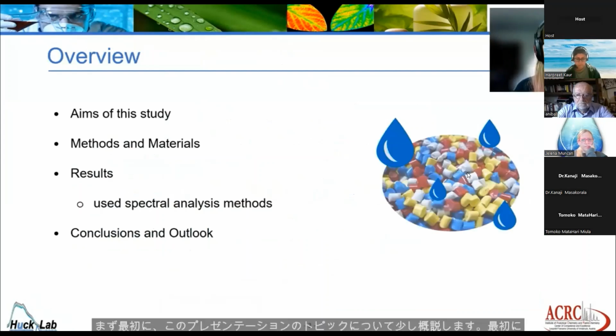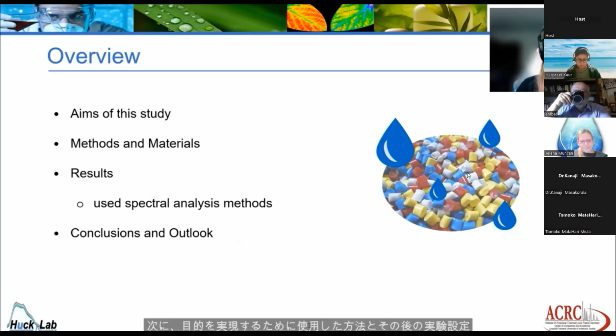First of all, a little overview about the topics of this presentation. In the beginning, I will give you a short insight about the aims of the study and why we chose this topic. Then I will shortly talk about the methods we used to realize our aims and the experimental setup. Afterwards, I will summarize the most important results and the spectral analysis methods we used in our study. Finally, I will give you a short conclusion and outlook.